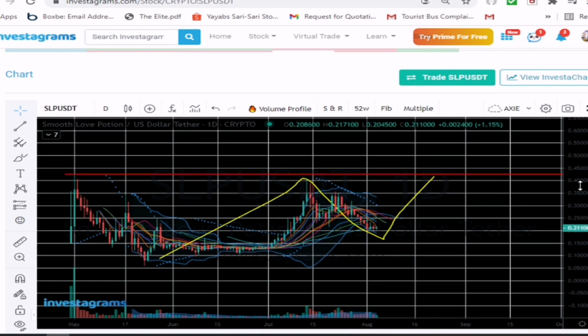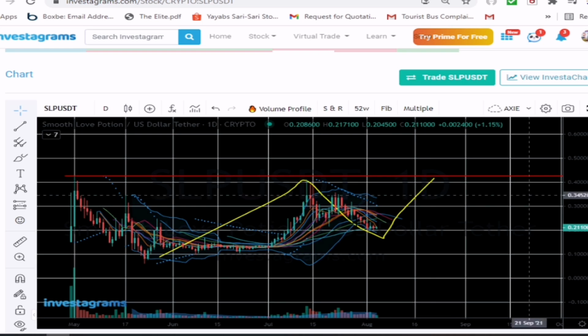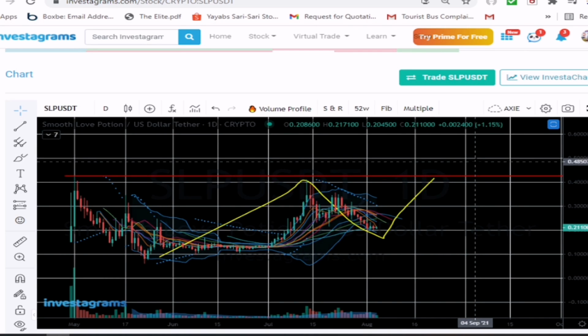Dapat nilit lang pala natin. So, sa Elliot wave kasi, meron siyang 5 waves. 1, 2, 3, 4, 5. Boom. So, sa Elliot wave, since na pa-uptrend to ngayon, itong chart natin, no?